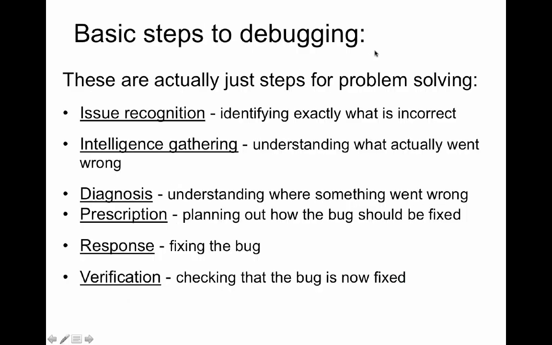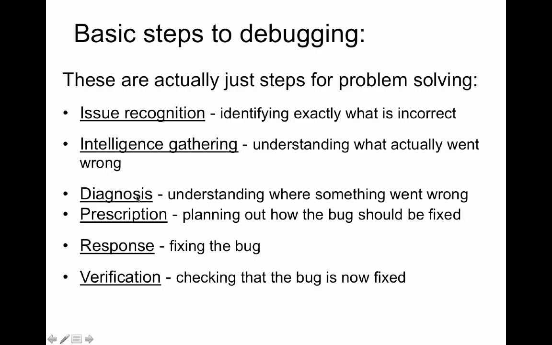It might seem kind of oversimplified because we're just talking about problem solving, but whether we're talking about problem solving computers, which would be called debugging, or we're problem solving anything else, there's a certain number of steps that you go through when you're solving a problem. So the first step is issue recognition. You're trying to just identify what happened in the first place, or identify that something even went wrong in the first place. Next, you do intelligence gathering, which is kind of just like understanding why it went wrong.